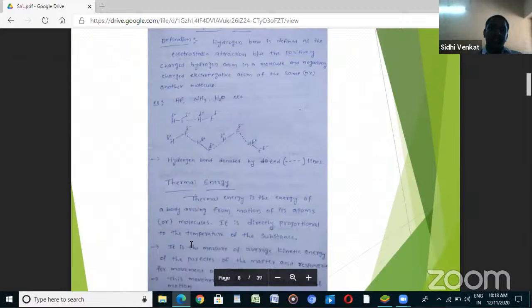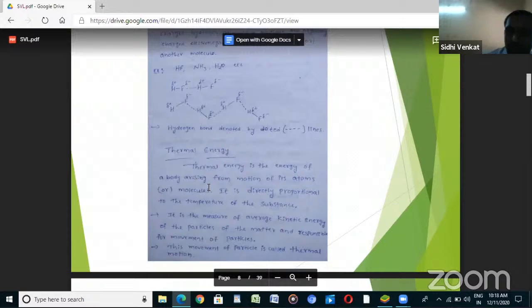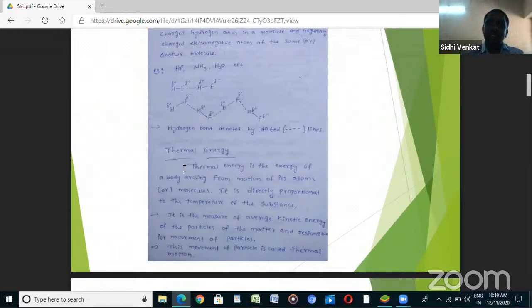And next one, students, thermal energy. What is thermal energy? In the name, what is thermal? Thermal means heating. What is meant by thermal energy? Thermal energy is the energy of a body arising from the motion of its atoms or molecules. Thermal means heating. The energy of the body arising from the motion of its atoms or molecules is called thermal energy.